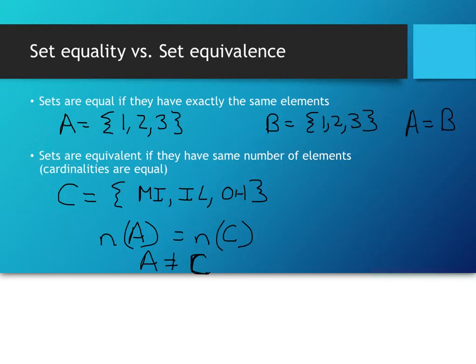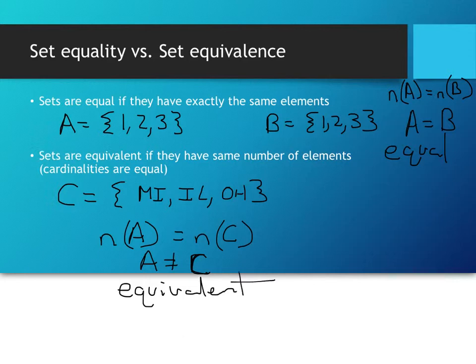Write that. All right. So A and B are equal. A and C are equivalent, but not equal. A and B are, by the way, equivalent. So obviously, the cardinality of A is the same as the cardinality of B. But, so these are equal. A and B are equal. A and C are equivalent, but not equal.